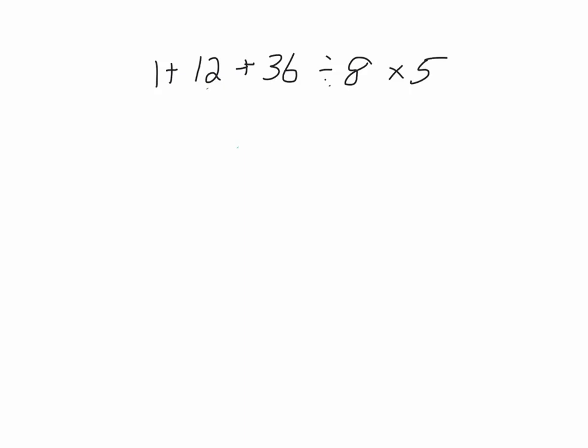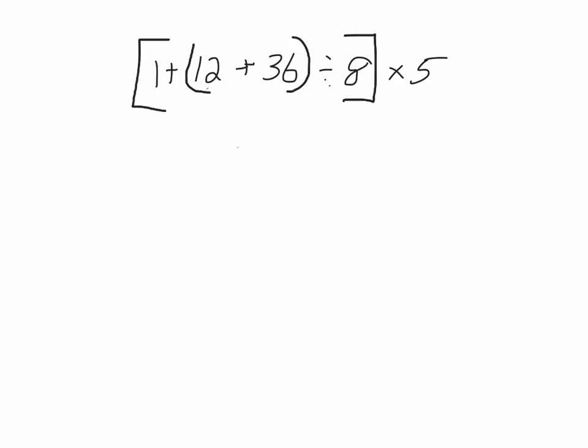Okay, so here's your original problem. 1 plus 12 plus 36 divided by 8 times 5. But I am adding parentheses on this problem. So write this problem, and then I like to add the parentheses later. Around the 12 and 36, and then brackets around everything except the times 5. So we know the times 5 is going to be last.